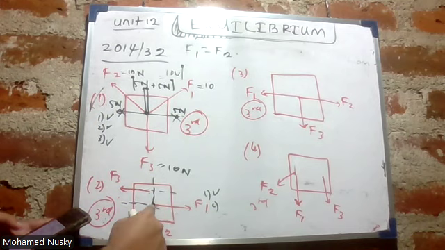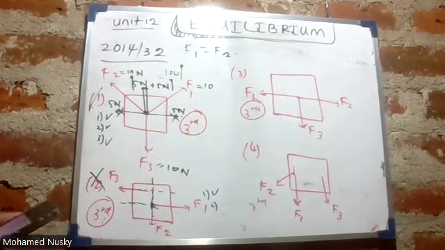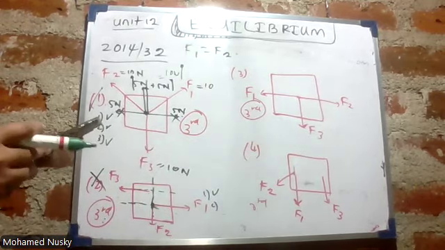F1 and F2 will meet at the same point. F3 will be at a different point. Therefore, this is not in equilibrium. We'll see the third one.